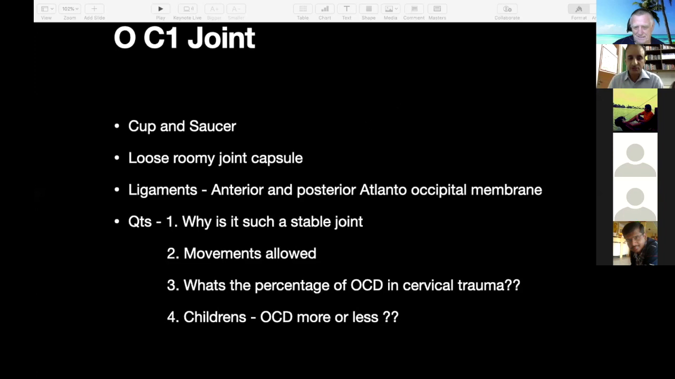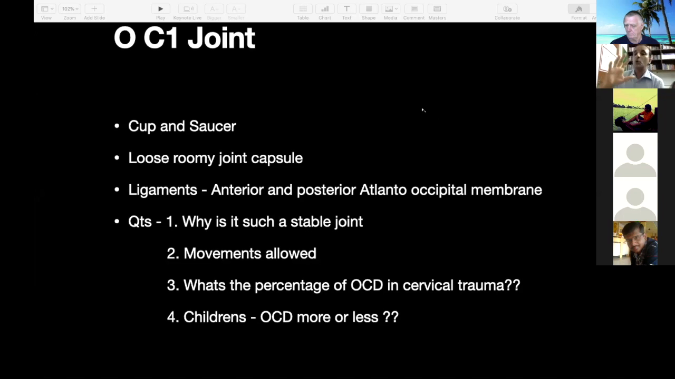Now, somebody has to take this question. Occipito-cervical dislocation is more common in children or in adults? Anybody? Children. Okay. That's great. And why? Large head size compared to the ligaments. Okay, that's one of the reasons. That's a very good reason. Yes, anything else? There's more flexibility in the child's spine.